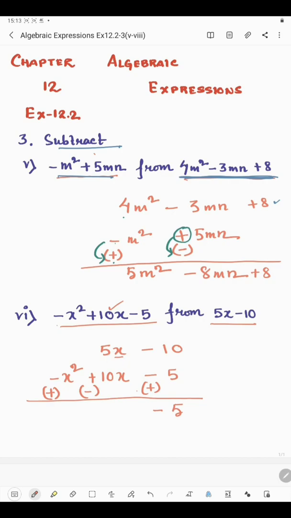So plus minus minus again, so 10 minus 5 is 5x, and since 10 is greater than 5 and the sign of 10 is negative, it will be minus 5x. And x square will come down as there is no term present with this, and the sign of x square is positive, so we will write x square. Okay, so the answer of the sixth part will be x square minus 5x minus 5. Now coming to the next part.